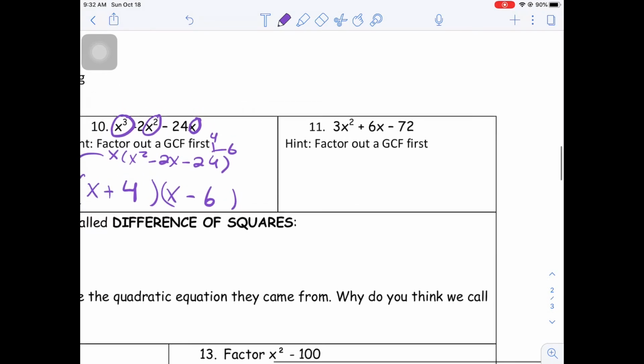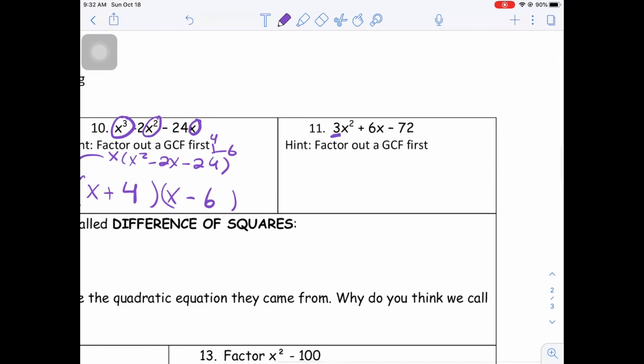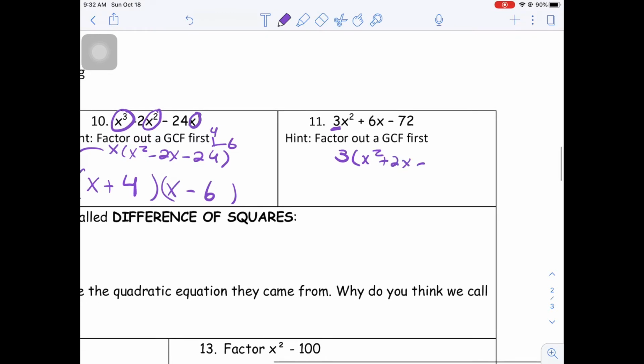And then the last one here, factor out a greatest common factor of here. 3 would come out of all of these. So 3x squared plus 2x. Oh, 372 times 3, what is that? Oh gosh, I'm blanking. 1, no. 2 and 4, 24. Okay.